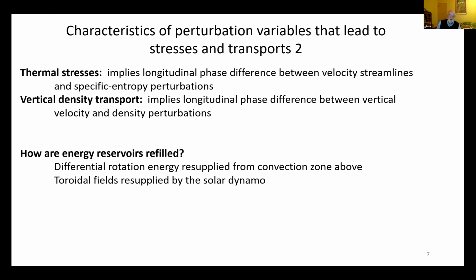Now, how are these energy reservoirs refilled? If you have an instability growing on it, you're going to take energy out of it. Well, two obvious ones. The differential rotation energy in the tachocline is surely resupplied from the convection zone above. Very fast processes there are reestablishing the latitude gradient, basically. And then toroidal fields in some way are resupplied by the solar dynamo.